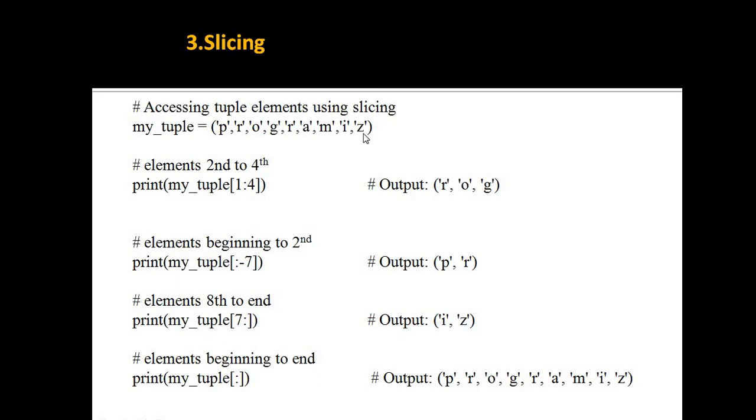-7 means starting from -1 here, it will print P, U, and R. Starting from 0 and elements beginning to the second. Elements 8 to the end. Now from 8 to the end, that means it will print I and Z. Elements beginning to end. All elements you want from start to end, then you will simply mention colon here, then all values will be printed.